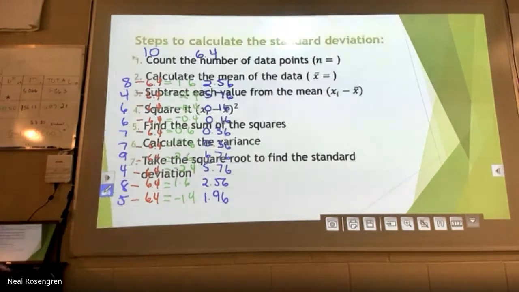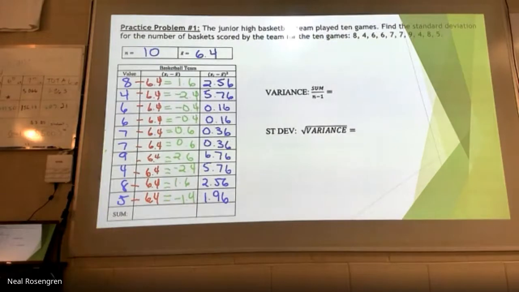Now, number 5, add them up. All your blue numbers on that right-hand side, add them all up. I'm going to use my calculator to make my life easy, being really careful that I put the decimals in the right spot so I don't mess up.